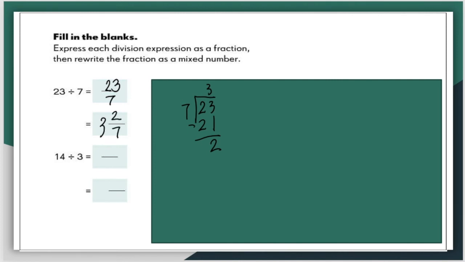Now 14 divided by 3 is the same as 14 thirds. Let's use the long division process to convert our improper fraction into a mixed number. How many 3s are there in 14? We got 4. 4 times 3 is 12. Subtracting, we have a remainder of 2. So 14 thirds is the same as 4 and 2 thirds.